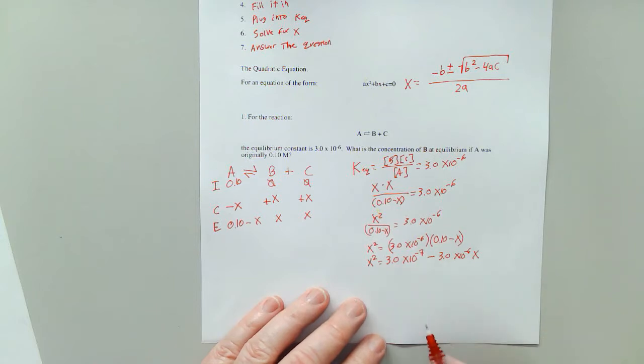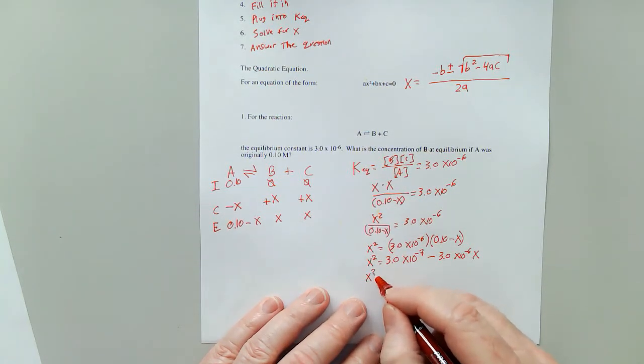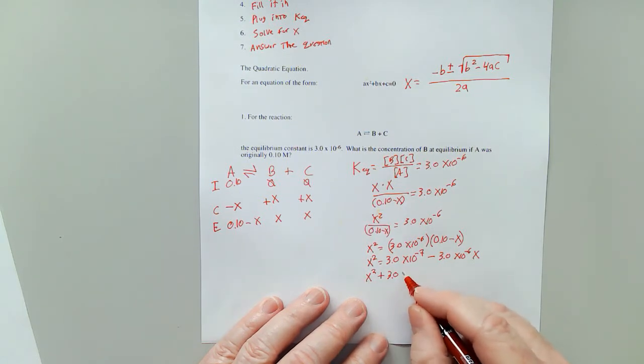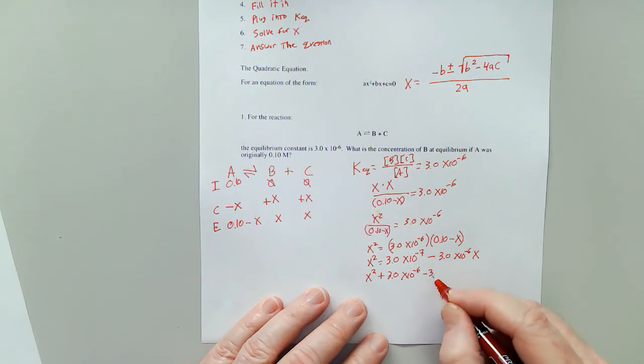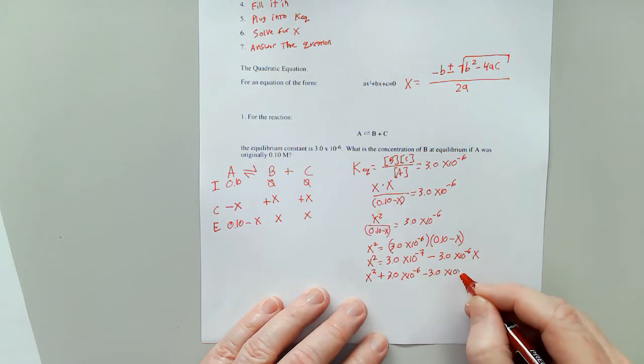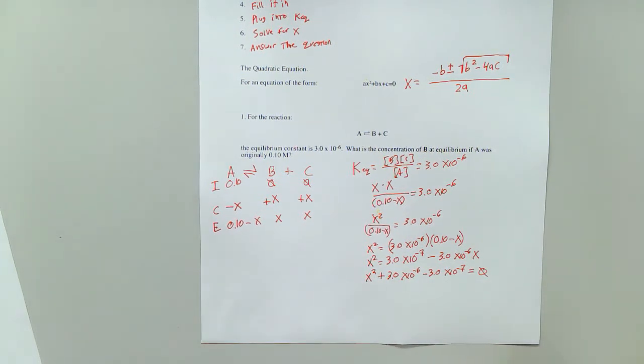And with just a little bit of arithmetic, I can put this into the quadratic form. X squared plus 3.0 times 10 to the negative 6th x minus 3.0 times 10 to the negative 7th equals 0. Now, I could solve that using the quadratic equation. Or I can go a little old school.